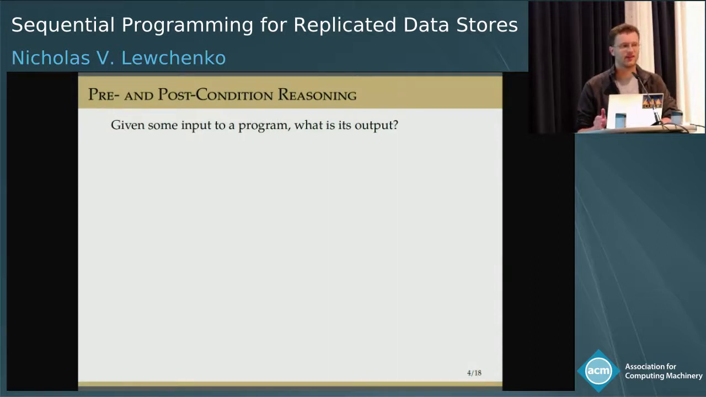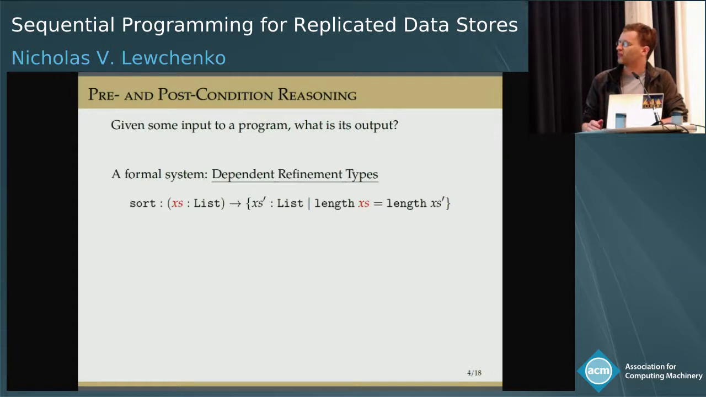Well, let's take a step back and think about what's an important part of programming. Really, the most basic kind of thinking we might want to do about programming is pre- and post-condition reasoning. So if I have a program, I probably want to know about, given some input, what's the output going to be like. Every programmer has to learn how to do this informally, but there are some formal systems. We saw a little bit about Hoare logic in the last couple talks, but my favorite system for this is dependent refinement types, and in particular the recent model of liquid types.